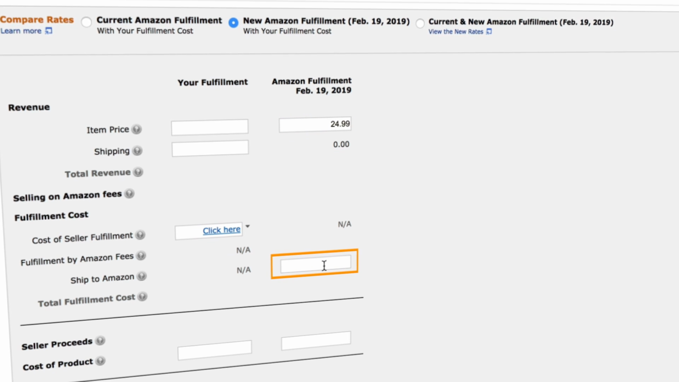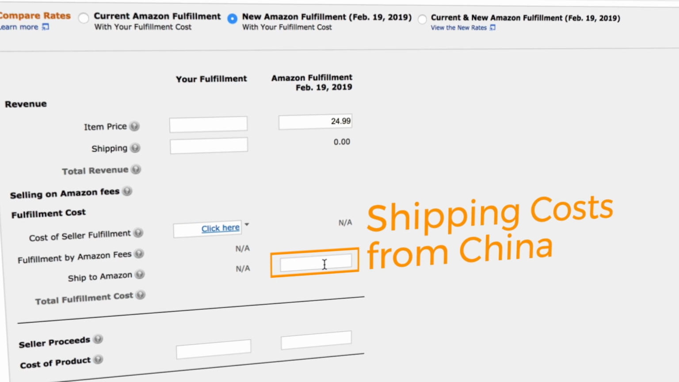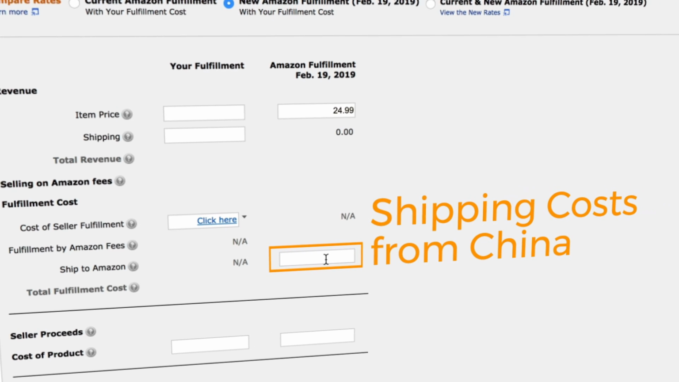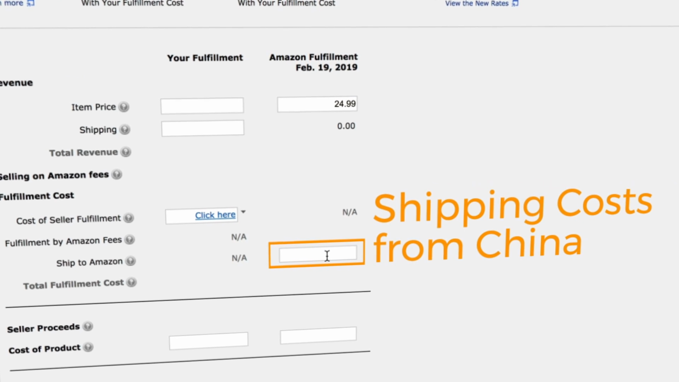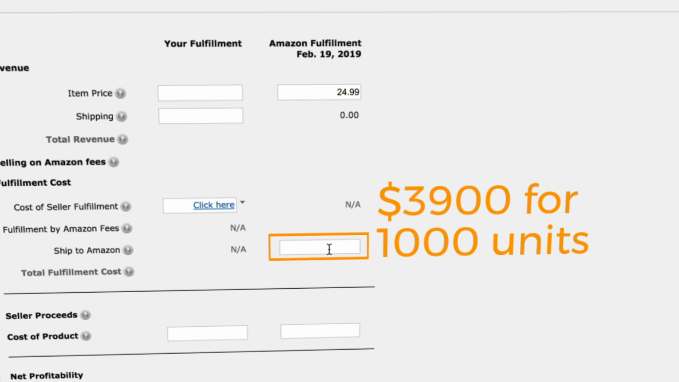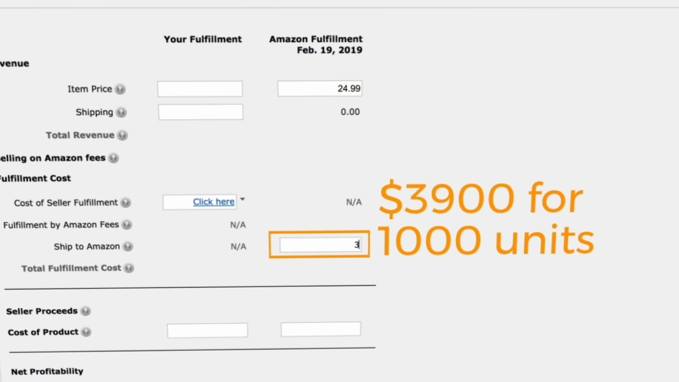Next is ship to Amazon. This may be made up of two prices. First is your shipping cost from China into the US, typically covered by your freight forwarder. Let's say they've given me an air quote of $3,900 for the 1,000 units that I'm sending in. That's $3.90 per unit. If you're unsure what your shipping cost could be, then here are some rough rules of thumb for you. All you need is the product's weight from your supplier or even just the Alibaba listing, and you can calculate an estimate of what it will be.